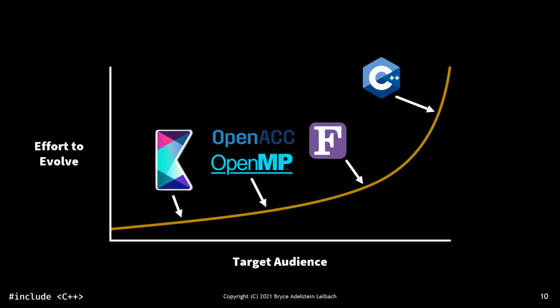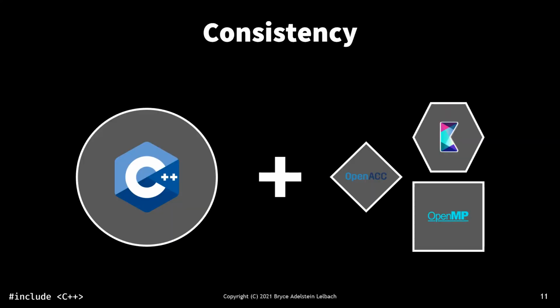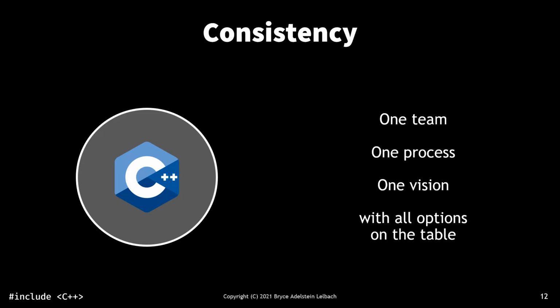Standard C++ does move a little slowly. But solutions that build on top are always going to have a different shape and feel than standard C++. They won't always be aligned with where the standard is going. They don't always have all the options that the C++ committee has. The C++ committee is one team with one process and one vision, and we have all options on the table. We can build features into the core language. We can change the abstract machine, and we can co-design with hardware. When we put something into standard C++, it's consistent with the rest of the language and the ecosystem. It's more intuitive for users because it was designed to fit in with our overall story.